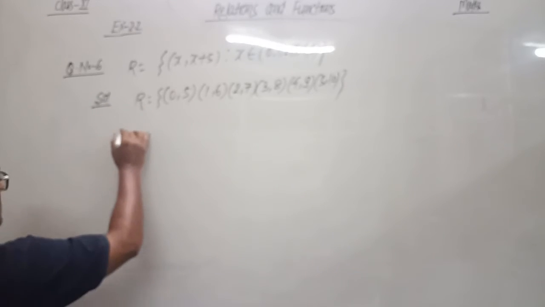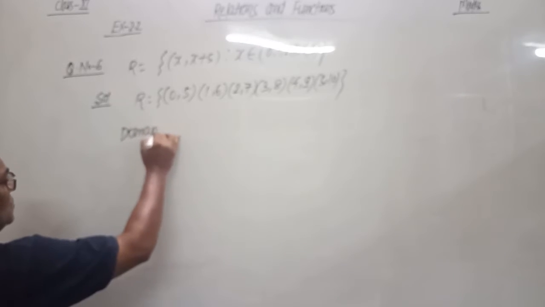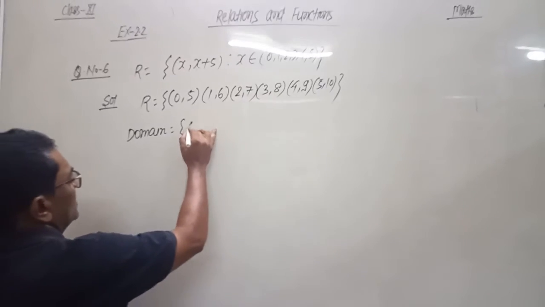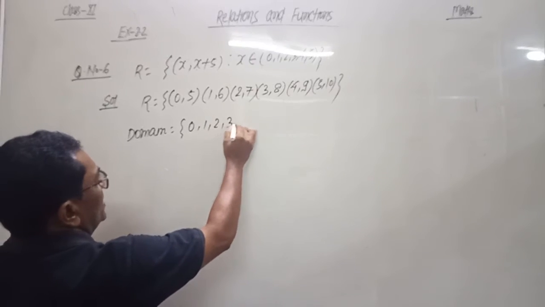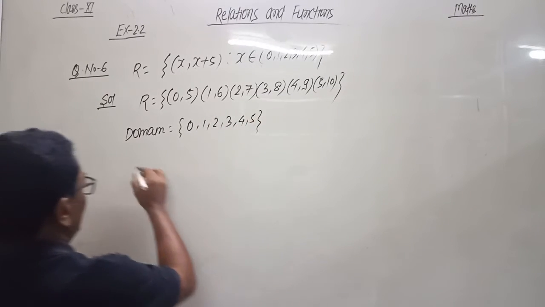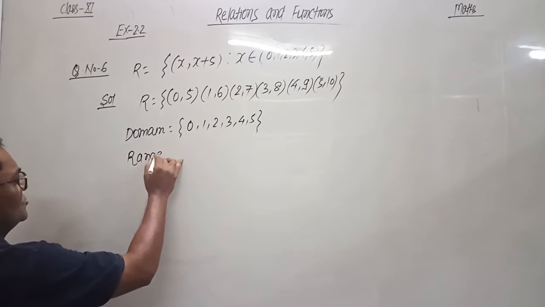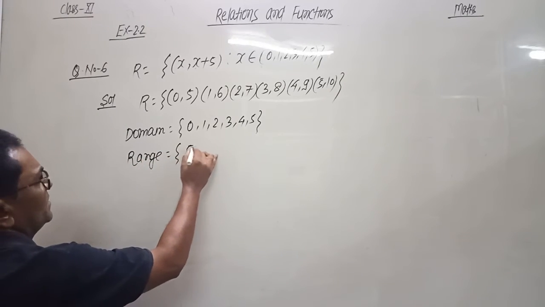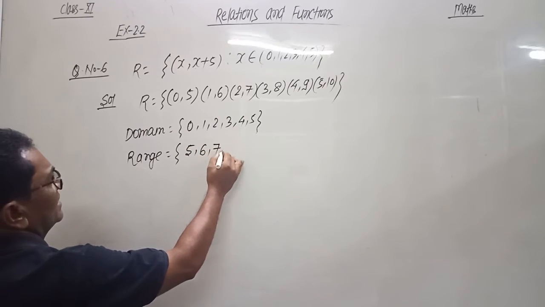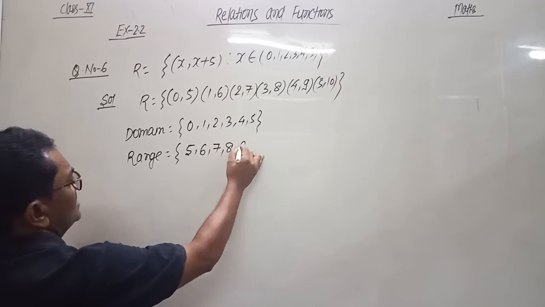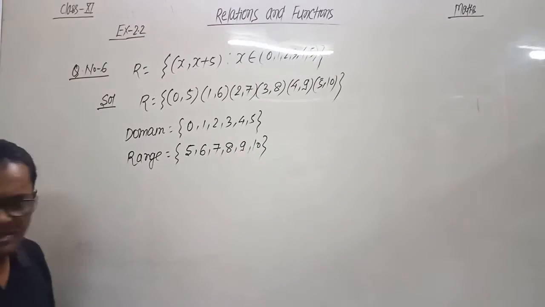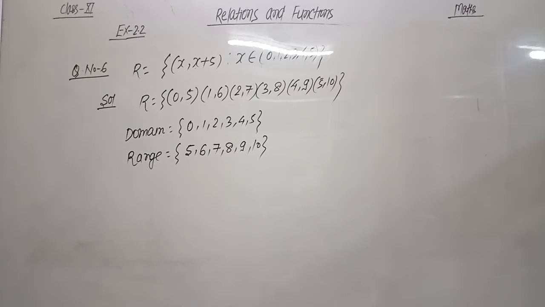Now we have to find its domain and range. Domain is all the first elements of the ordered pairs: 0, 1, 2, 3, 4 and 5 is the domain. And for writing its range, we take the second element of the ordered pairs: 5, 6, 7, 8, 9 and 10 is the range, and the domain is 0, 1, 2, 3, 4, 5. Now we discuss question number 7.